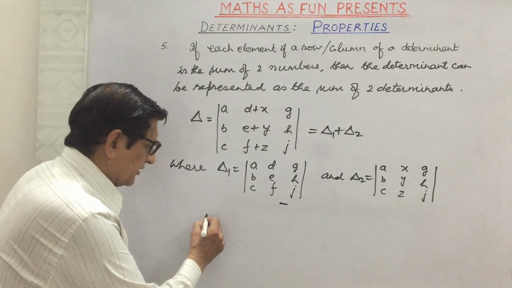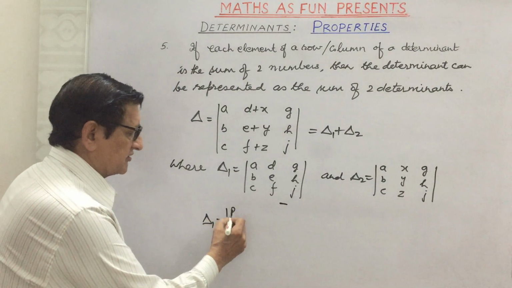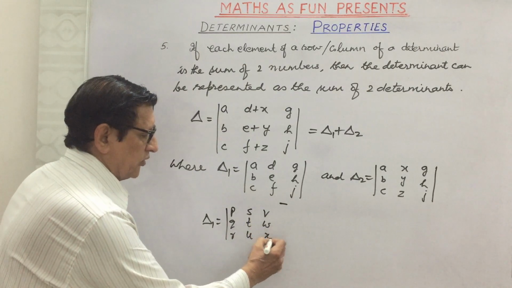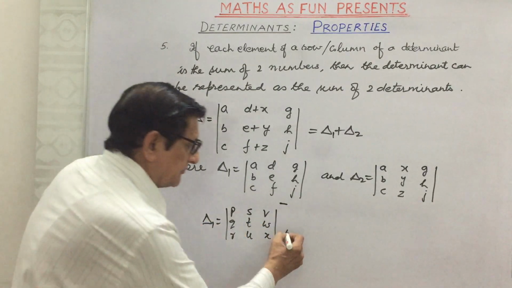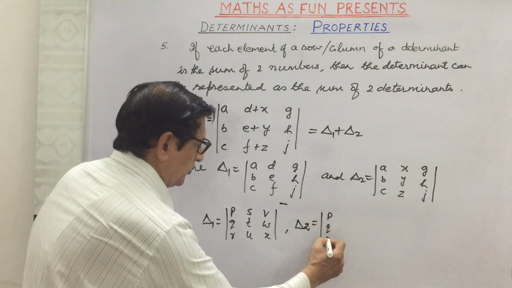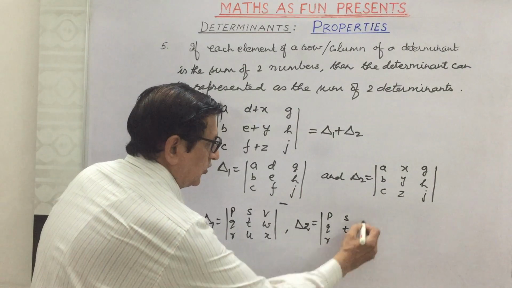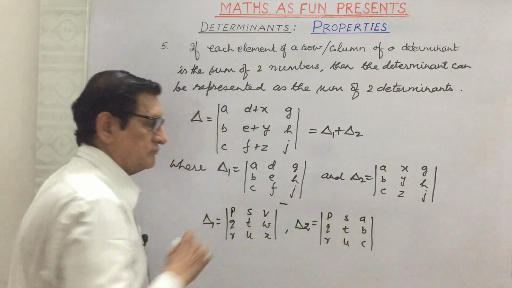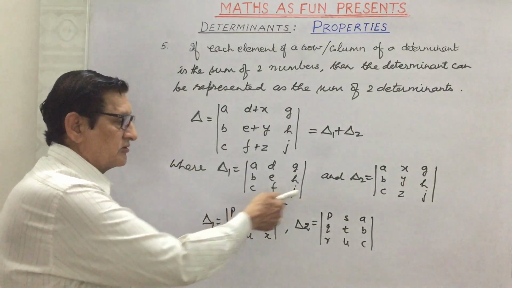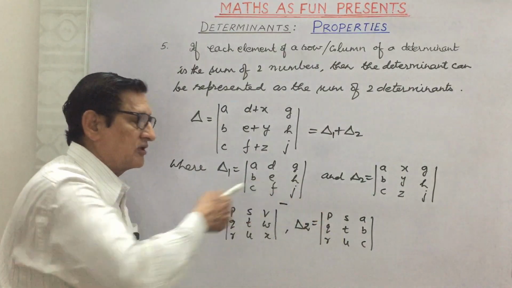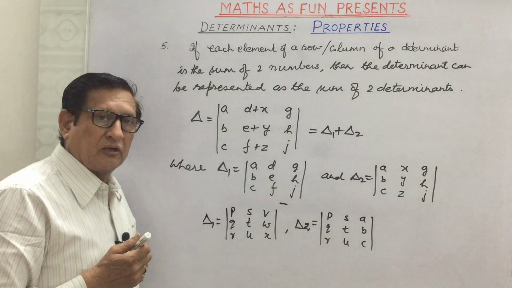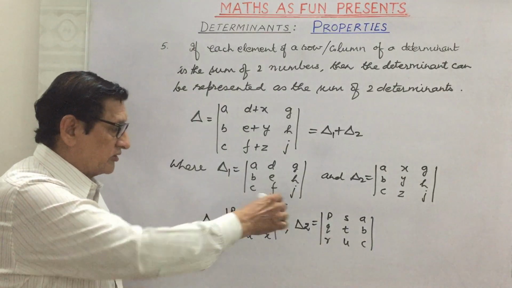Suppose we have a determinant delta 1 in which the elements are p, q, r, s, t, u, v, w, x. Another determinant delta 2 has the elements p, q, r, s, t, u, a, b, c. What we find? In delta 1 and delta 2, the first column and the second columns are the same. Only the third columns are different. It means we can add these two determinants.